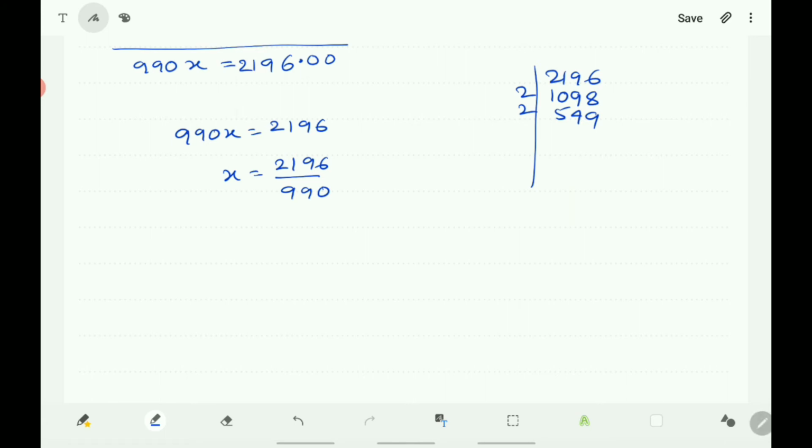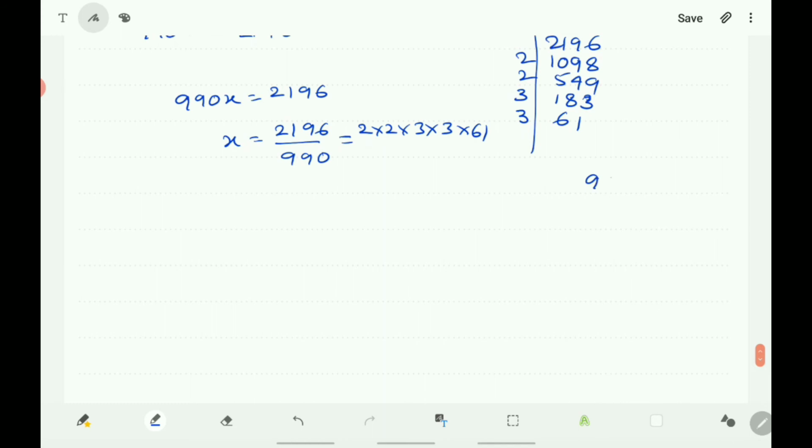18 is divisible by 3, so this is also divisible by 3. 549 divided by 3 is 183. Again you try to divide it by 3, then it becomes 61. Then you can write the factors as 2 into 2 into 3 into 3 into 61.